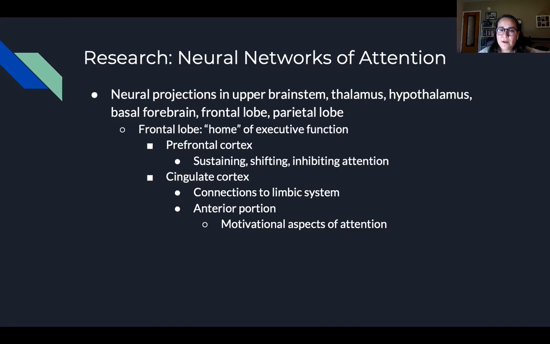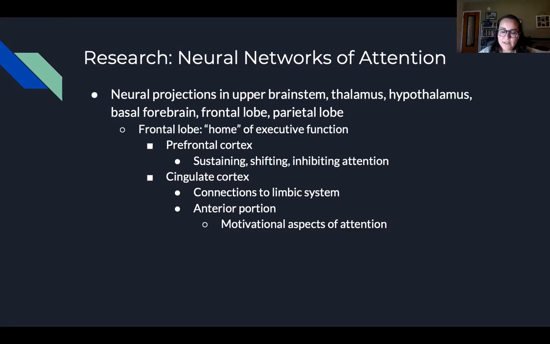Does anybody remember what the primary purpose of the limbic system is? Isn't it responsible for emotion and motivation and hormones? Yeah, absolutely. Really boiled down to its most simplistic, the limbic system is in charge of our emotions.